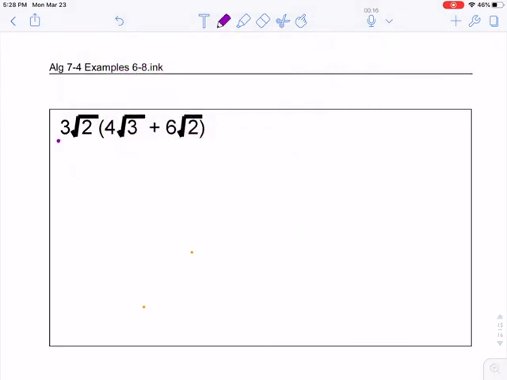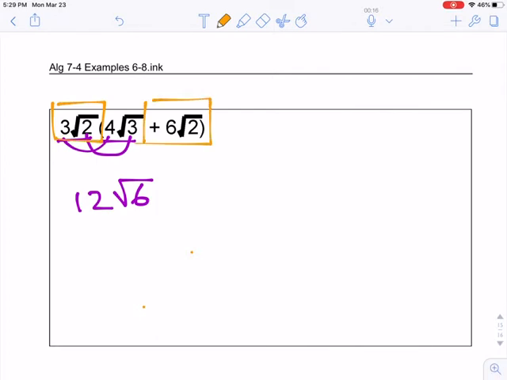Okay, so start by multiplying these two terms together. All right, so the outside term times the first term. So 3 times 4 is 12. And then square root of 2 times the square root of 3 gives me the square root of 6. All right, then next, I'm going to do this times this one. So it's plus, then 3 times 6 is 18. And then the square root of 2 times the square root of 2 is the square root of 4.